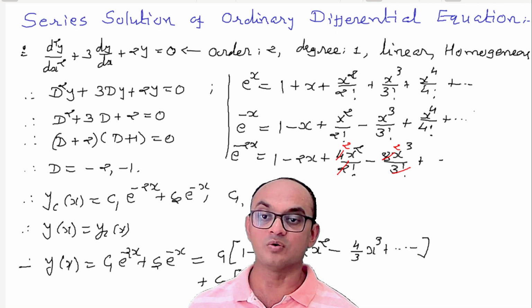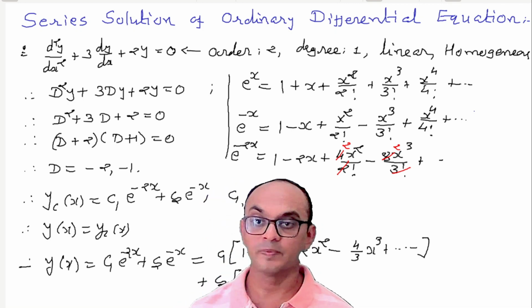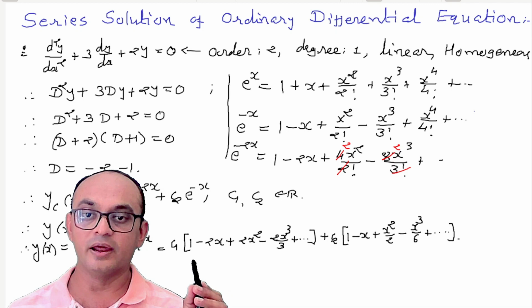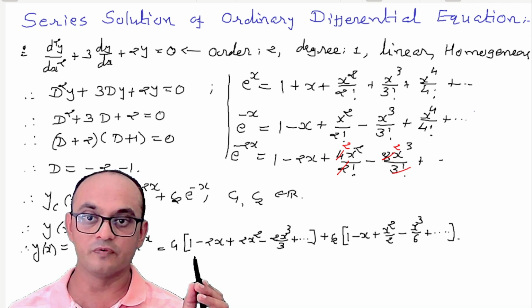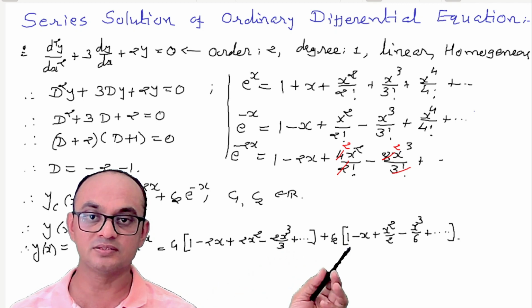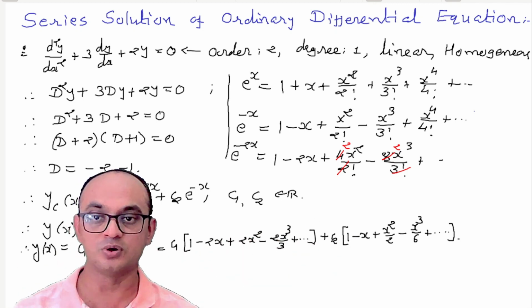This is c1 into that, plus c2 into e raised to minus x, which is 1 minus x plus x square divided by 2 minus x cube divided by 6 and so on. So now what we do? We collect the coefficients, the constant coefficient here and here, the coefficients of x, the coefficients of x square, the coefficient of x cube and so on.